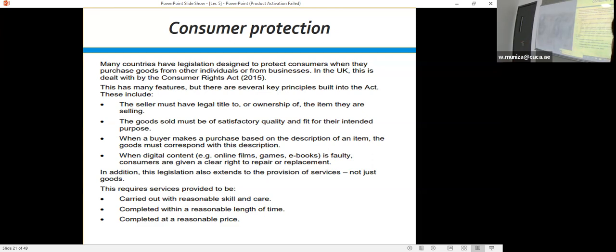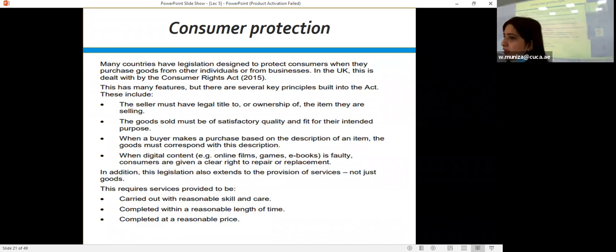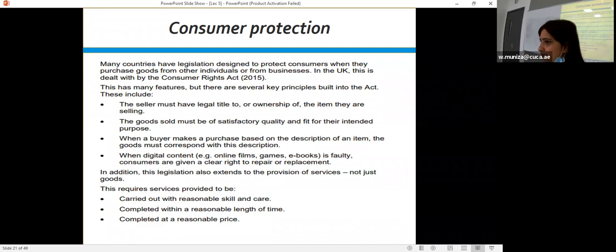When a buyer makes a purchase based on the description of an item, the goods must correspond with this description. Sometimes the sellers are exaggerating the features of a product. So this is not the right thing. Whatever is described, the product should be according to that. If some added advantages are attached with the particular product and it is being sold, then the purchaser is expecting those features to be present in that particular item. But if those are not present, this is unfair. So whatever is being described should be sold.